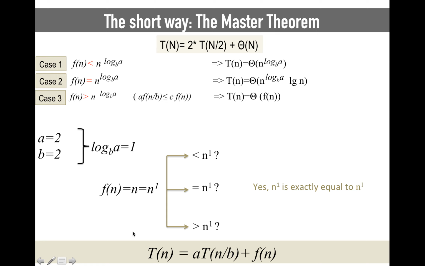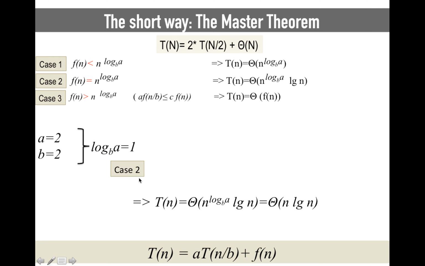If you do not understand what I'm talking about here, please watch a video about the master theorem. And given that this is exactly this, we are in case 2. And when it's case 2, this is the complexity, n to the log base b of a, which is 1, multiplied by log n. So we again get theta of n log n, which is exactly the same result we got with the recursion tree.